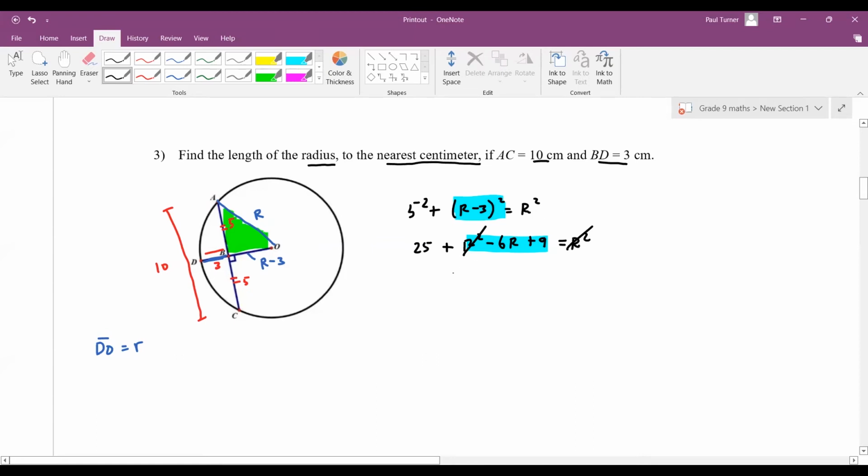We'll move that to the other side. So we'll have 6R equals 25 plus 9. So just move your minus 6R out the way. So you'll have 6R is going to be 34. So R will be 34 on 6, which is 5 2/3 cm, if you want to be exact. But to the nearest centimeter, we could round that up to 6 centimeters, if we follow the actual question.